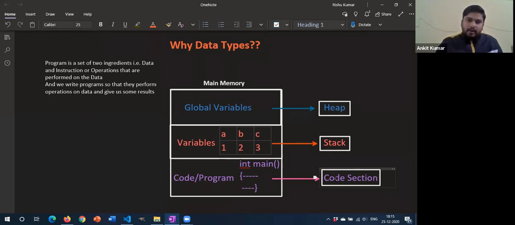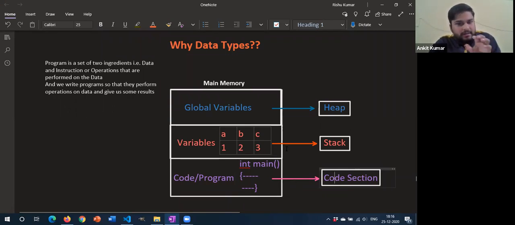And then according to what inputs you want to get, what files you want to use, all the operations are performed there, and then you get the output. So your program will be stored in your code section, and whatever variables that you make, and those variables contain some values, all those variables will be stored inside the stack part of the memory.